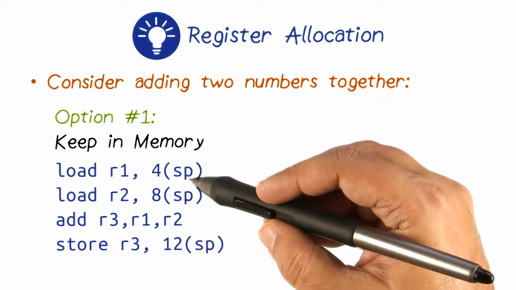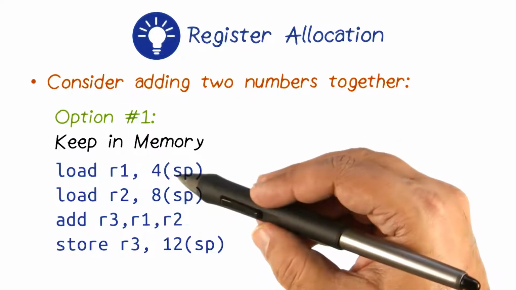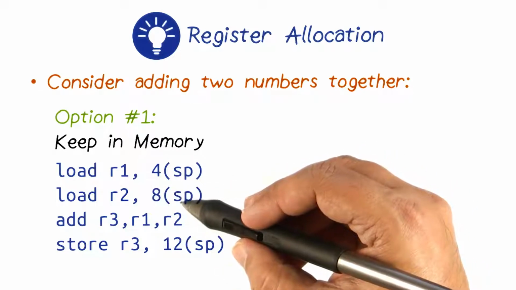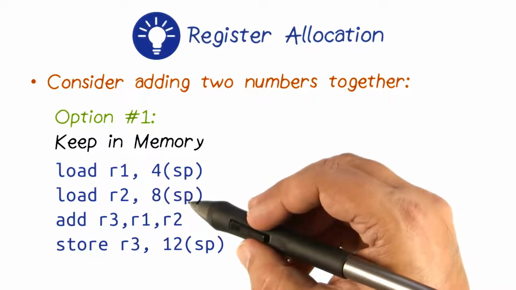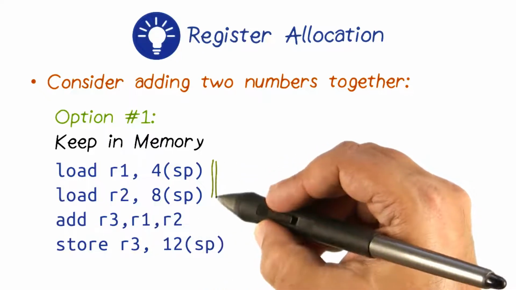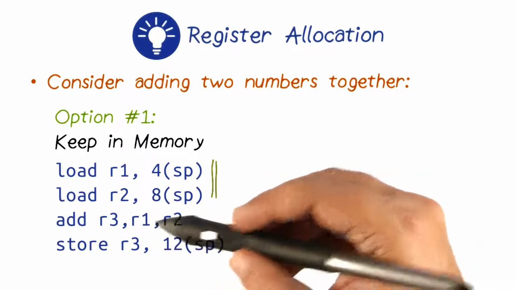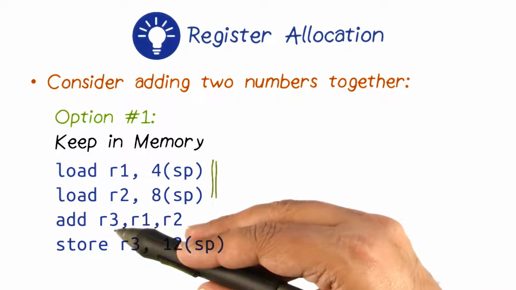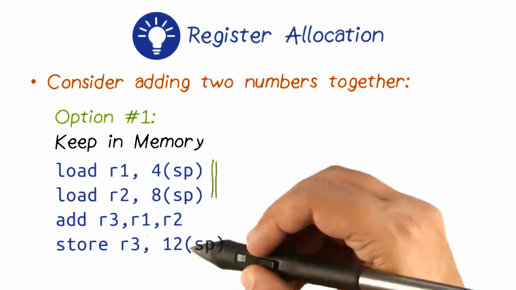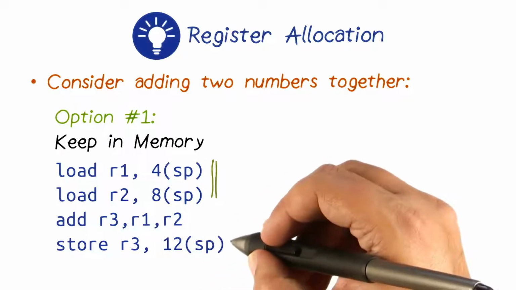First of all, SP is the stack pointer and 4 is the offset. So the first operand is at offset 4 in the stack and is loaded into register R1. Similarly, the second operand is at offset 8, again in the stack, and is loaded into register R2. So these two instructions show us that those operands are in fact in memory and are loaded. Then an add instruction adds those two registers and has the result generated in R3. And finally, we have a store to put the value back into the stack location at offset 12 in the memory, and this is that store instruction.